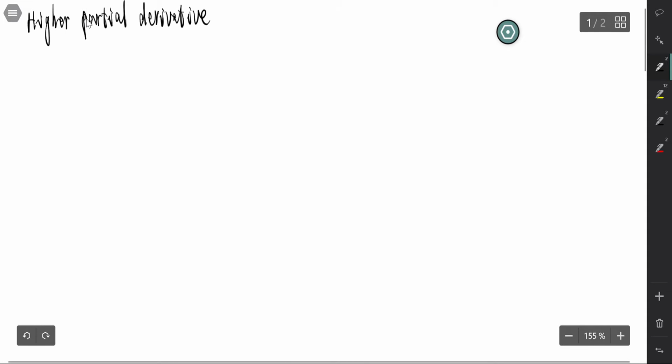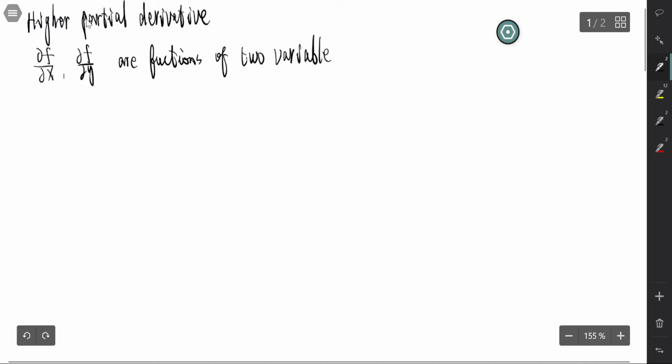Partial derivative. We know that the partial derivatives, partial f partial x and partial f partial y, are themselves functions of two variables. Because they are functions, they may themselves have partial derivatives. If we take the partial derivative of those functions, we get the higher order partial derivatives of the function f.